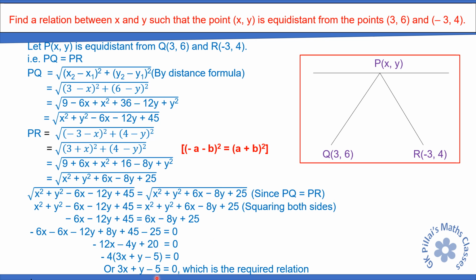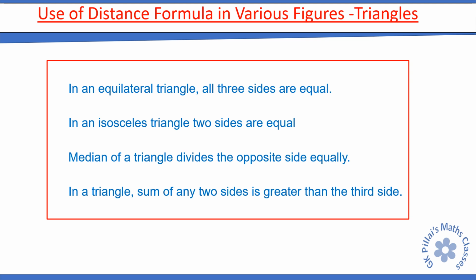Now this is nothing but a linear equation in two variables. This question may be a bit difficult for the basic students, but the standard students should definitely do this. Now, there are many questions in the textbook and in the board exam questions also, where the distance formula is used to prove different types of triangles and different types of quadrilaterals.